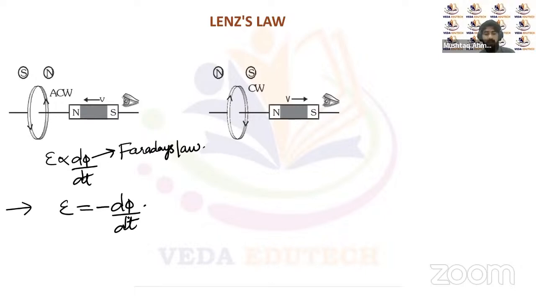He explained that this negative sign gives us the orientation, or the sense, of the induced current. Lenz's law says that whenever an EMF is induced in a circuit, the EMF always opposes the cause of that induced EMF, right? The induced EMF always opposes the cause of the induced EMF.